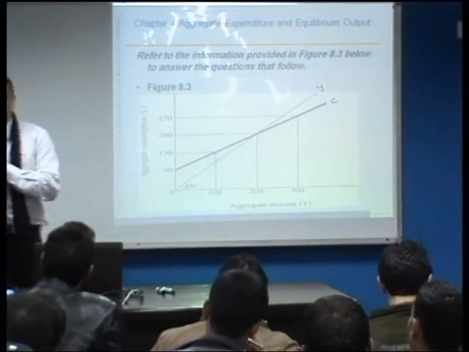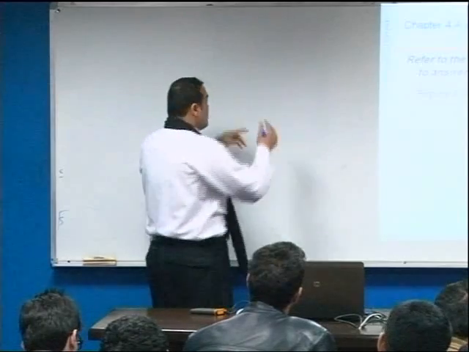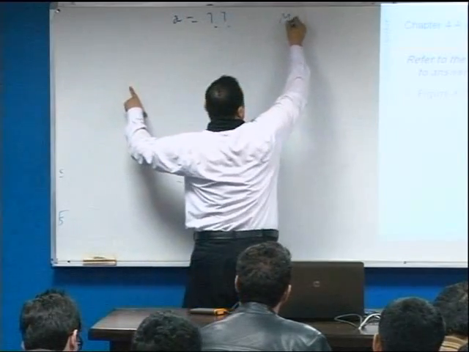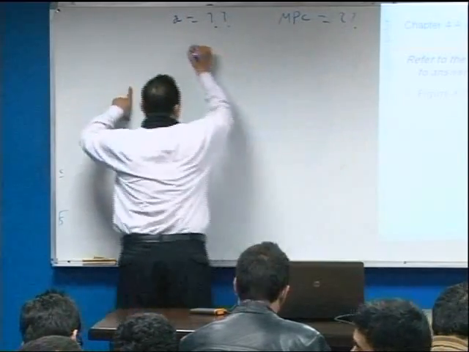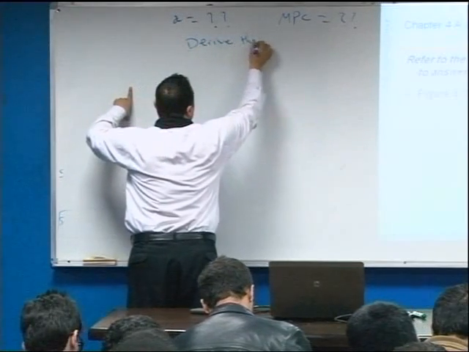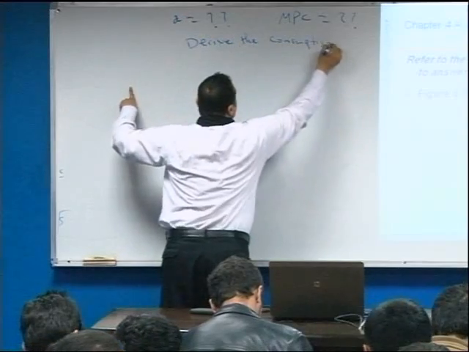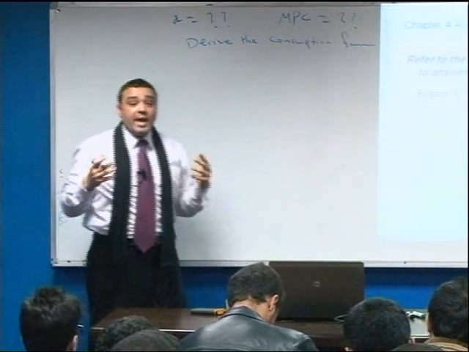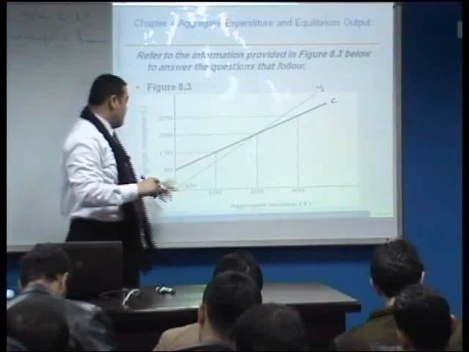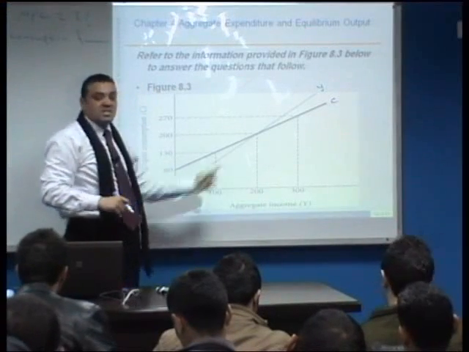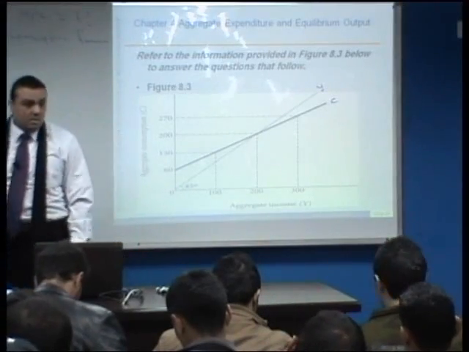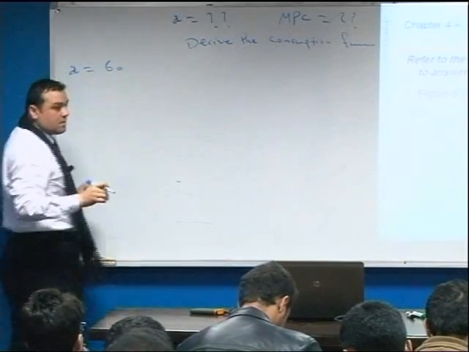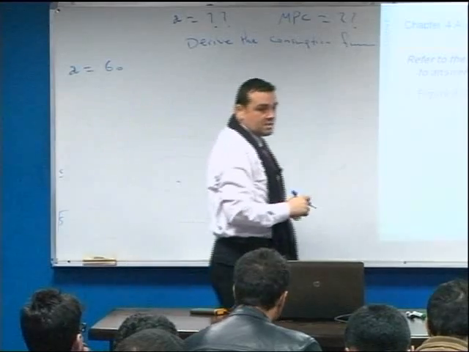Number one, the question is, calculate the marginal propensity to consume, or derive A equals how much, and MPC equals how much, and then derive the consumption function and saving function. A, as we mentioned, is the value of consumption when Y equals 0, right? So A in this case equals 60. Let's calculate the marginal propensity to consume.